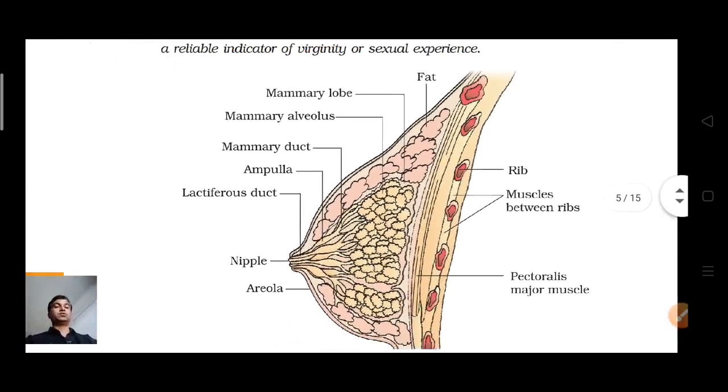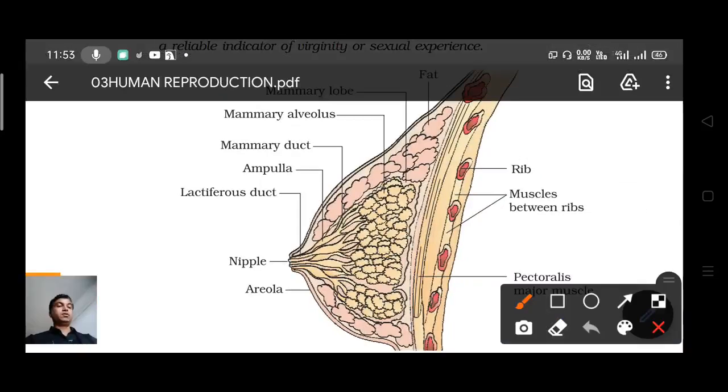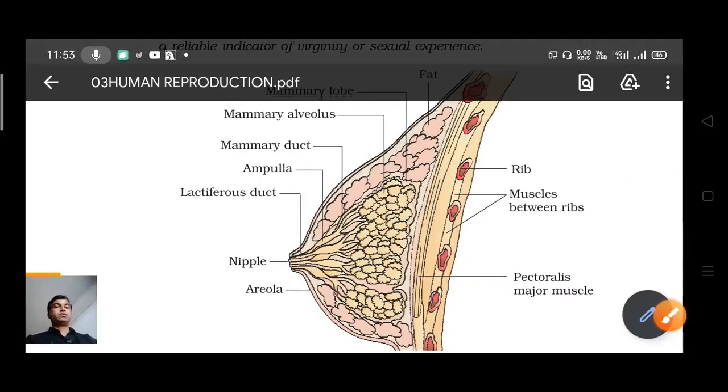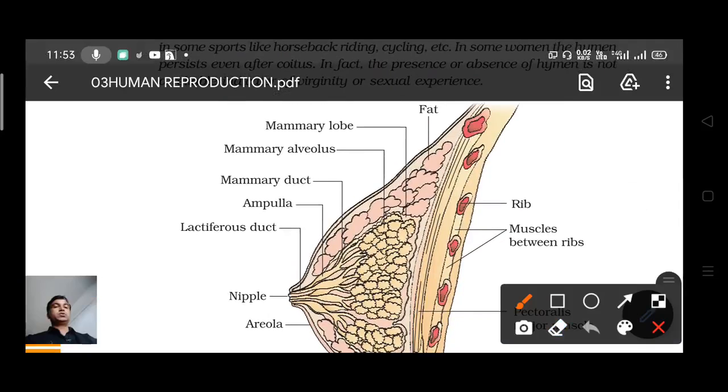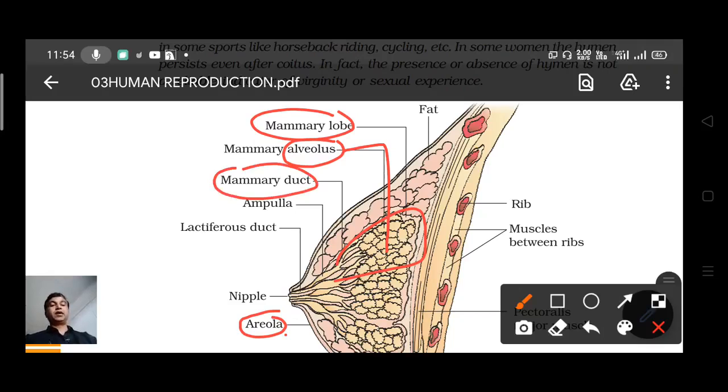Just go through this one. Here the mammary lobes are there. So these are the mammary lobes. Inside, the alveoli are present. The alveolus is a functional unit present inside. It will produce the milk, which is collected in the mammary tubules. The mammary tubule opens into the mammary duct. The mammary duct has a slightly wider part shown here, called the mammary ampulla. That will open into the lactiferous ducts, which open at the tip of this breast. It is called the nipple.